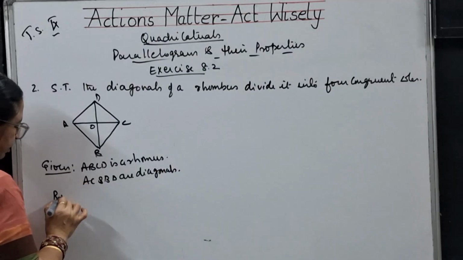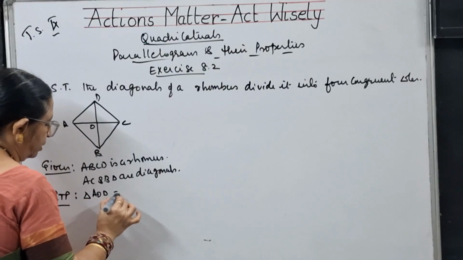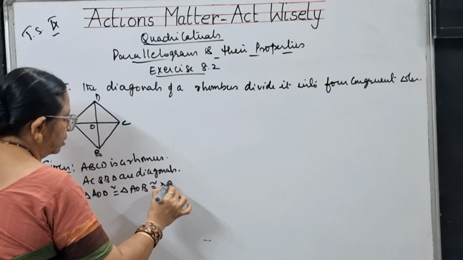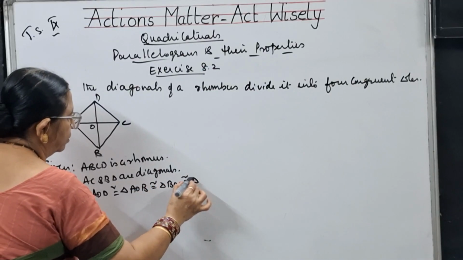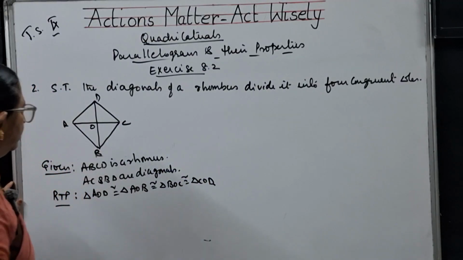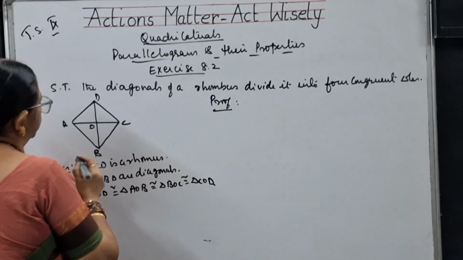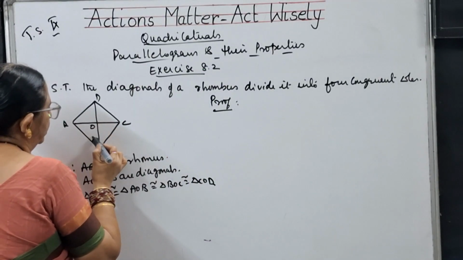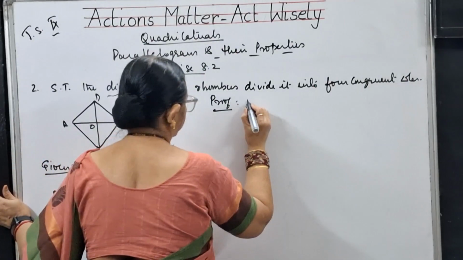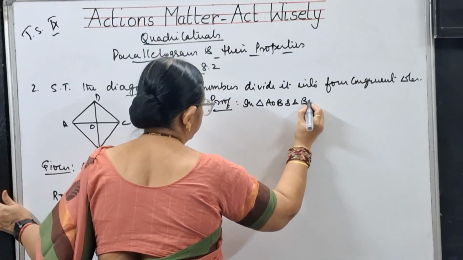Now what is RTP? We need to prove that triangle AOD is congruent to triangle AOB is congruent to triangle BOC is congruent to triangle COD. All four triangles are congruent, that we have to prove. Now let us see the proof. First, let me take triangle AOB and triangle BOC.